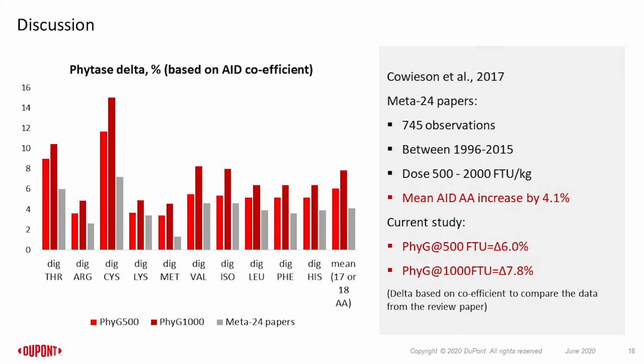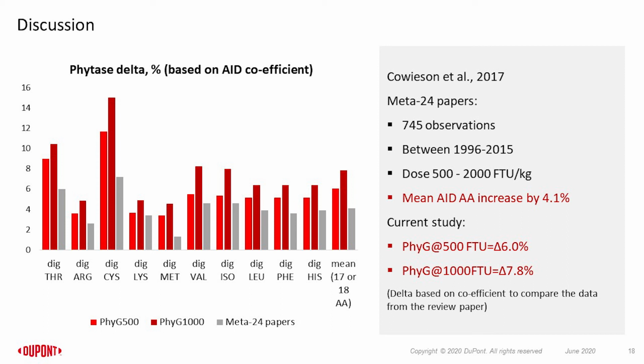Inconsistent results have been observed in the literature on the effect of phytase on amino acid digestibility, which may be related to the characteristics of phytase, for example, whether the phytase is active at low pH. To compare the literature with the current study, I cited a review study from Cowieson and co-authors from 2017.